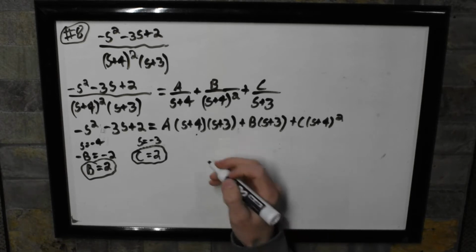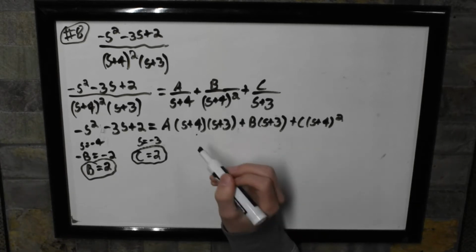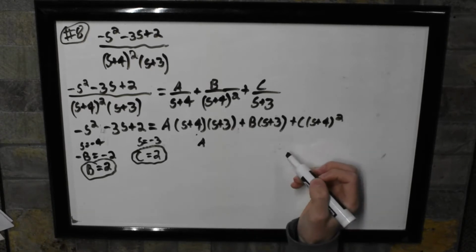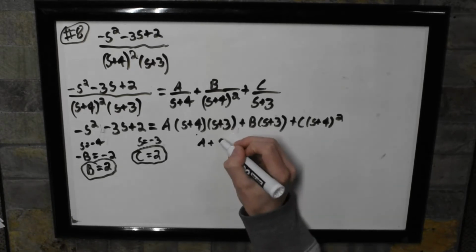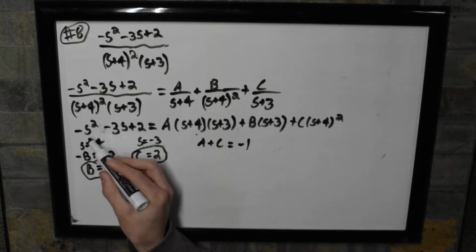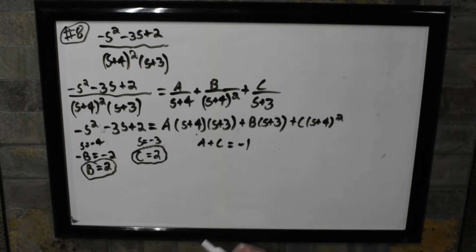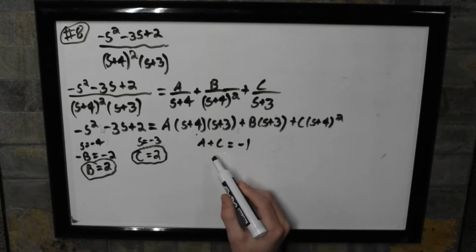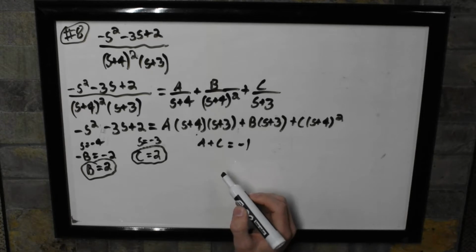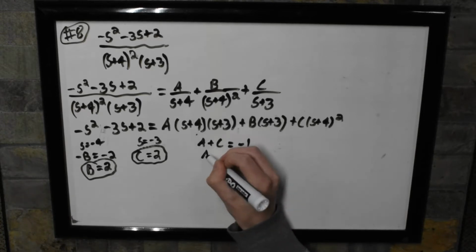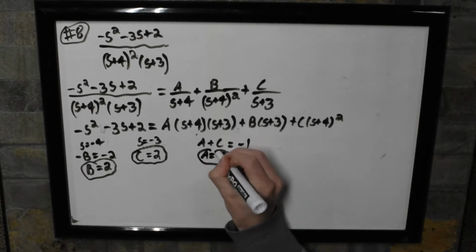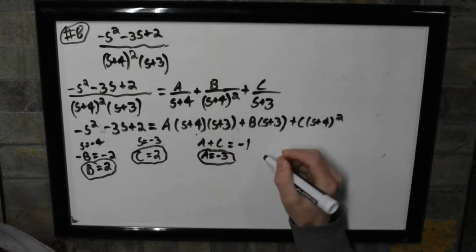And now to solve for A, we'll collect the s squared terms. So we're going to get A plus C is equal to negative 1, because the negative 1 is in front of the s squared term. So A plus C, well, we have C equals 2, so A is going to equal negative 3. So A equals negative 3. And we have our thing.